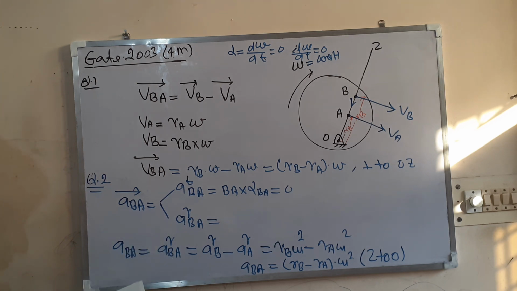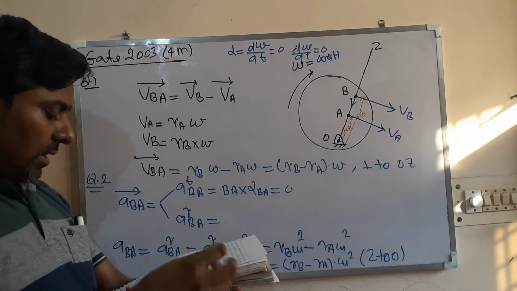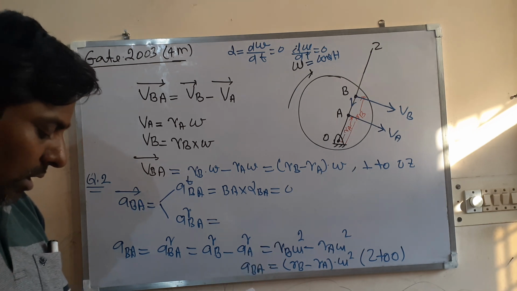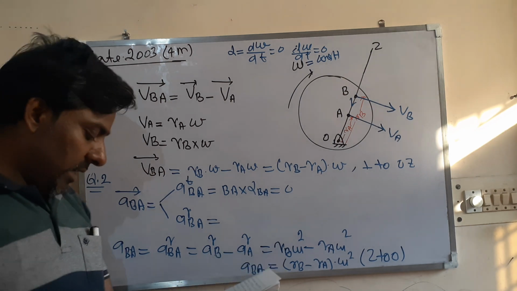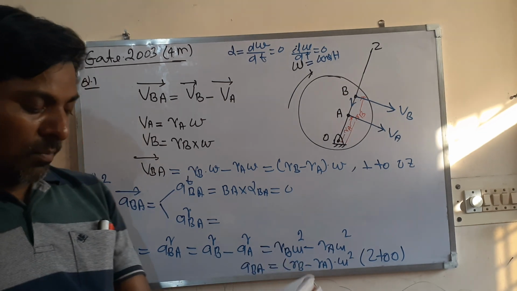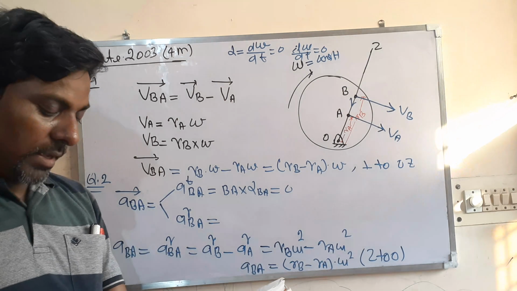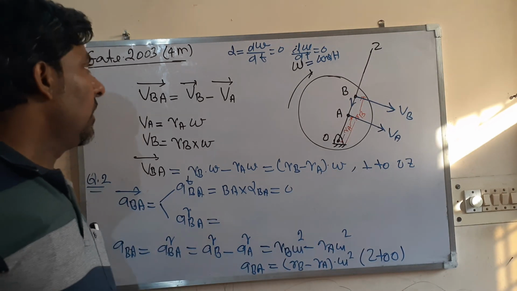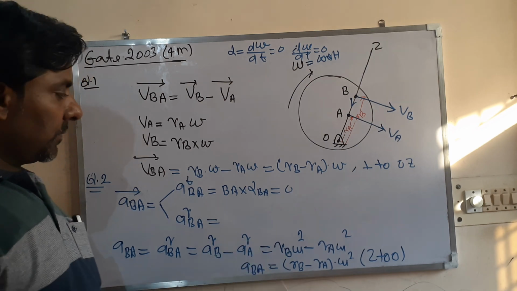So let us see what options they have given. It cannot be 0. Omega into RB minus RA will not be it, because that is a velocity, not the acceleration. So wrong. Option C, omega into RB minus RA, again wrong because that is velocity. Option D is omega square into RB minus RA, with the direction being from Z to O. So option D will be correct. That is this one. Okay, that is also a very good question. So, thank you very much.